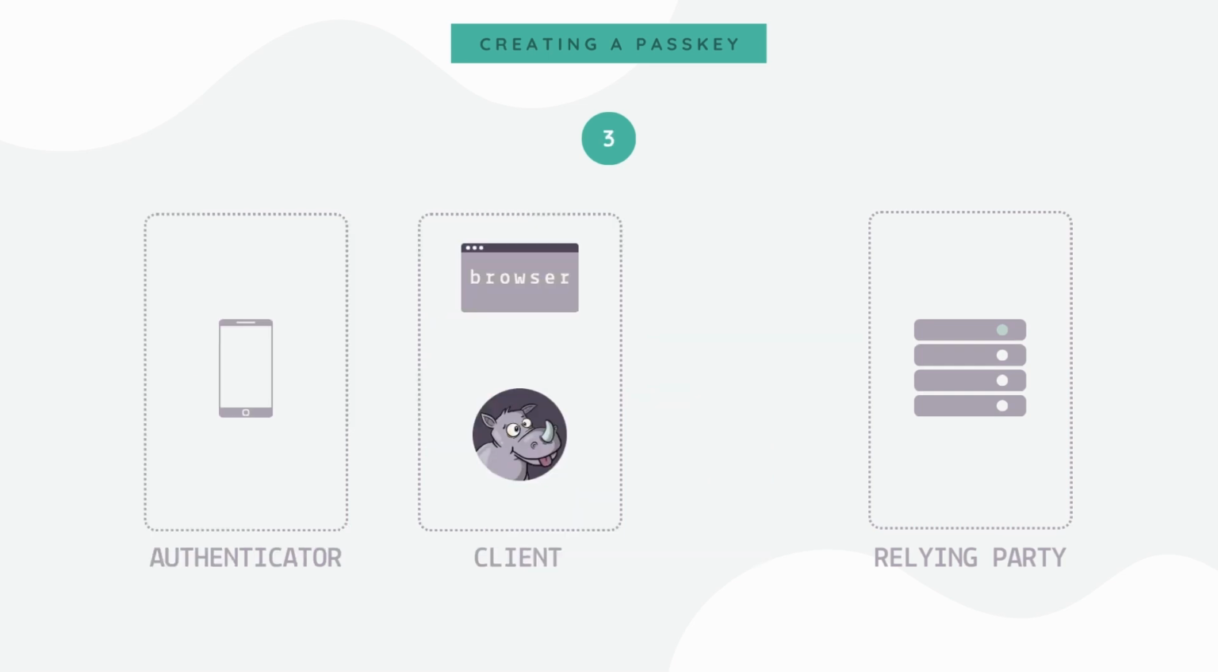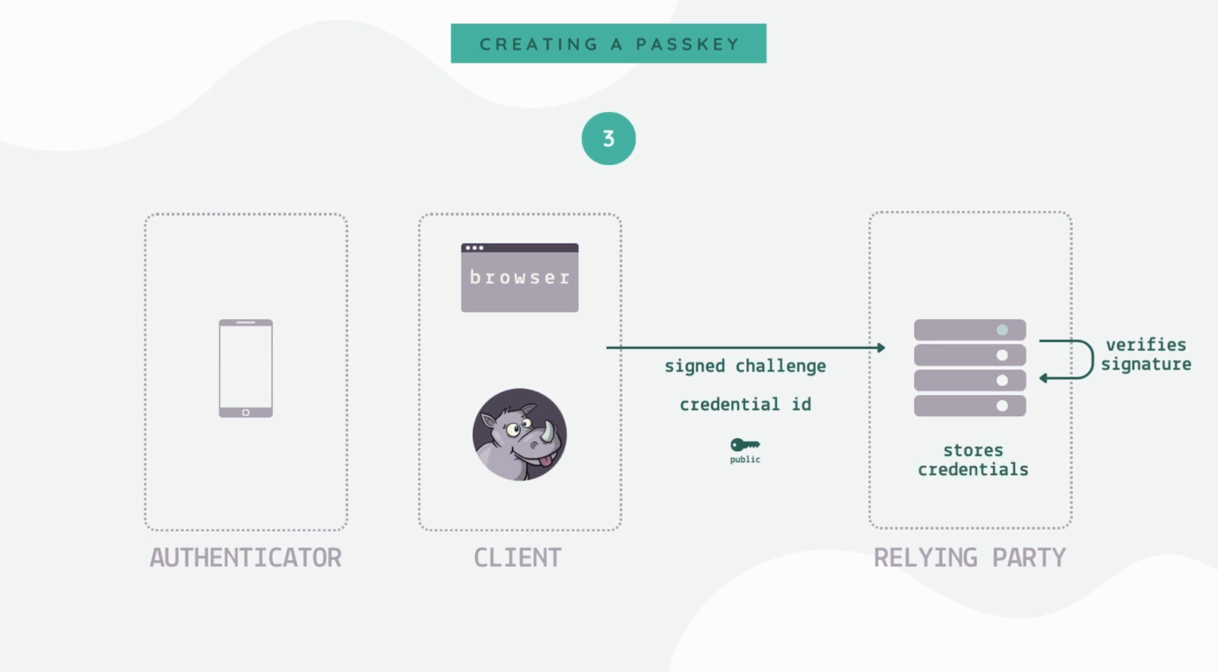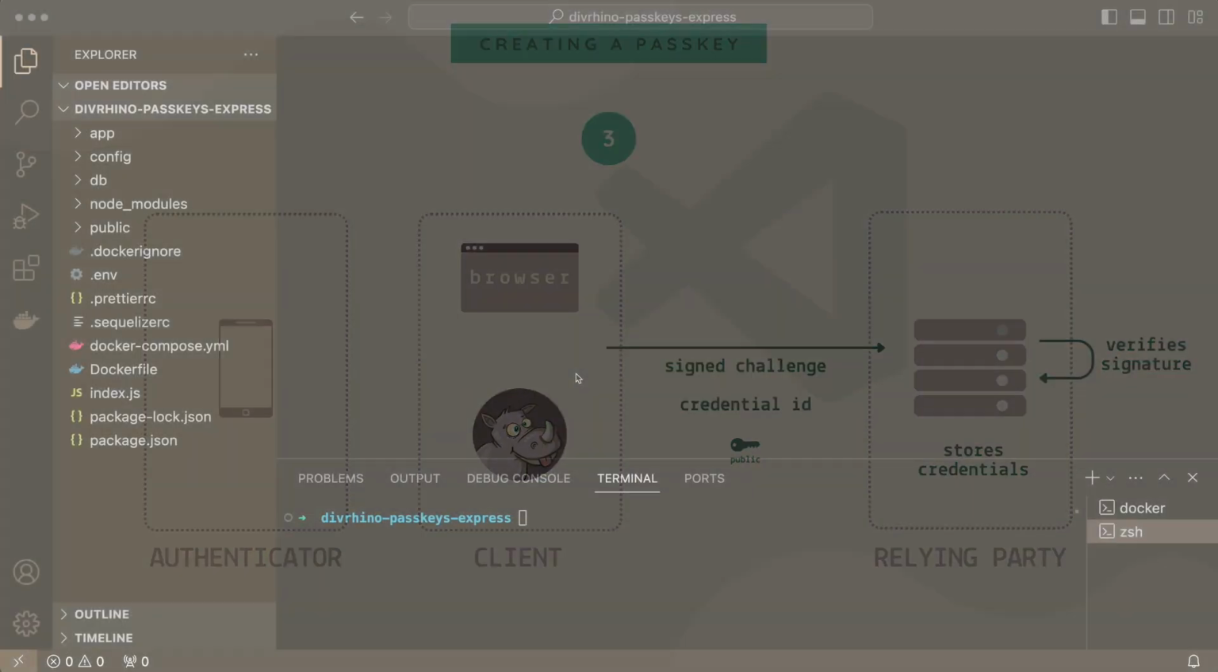Finally, the client sends the public key, the signed challenge, and the credential ID to the relying party. The server verifies the signed challenge using the public key and the session information it receives. If the verification process is successful, the server will store the public key credentials and user details in the database. Now that we have an idea of the flow we want to achieve, let's start working on the code.